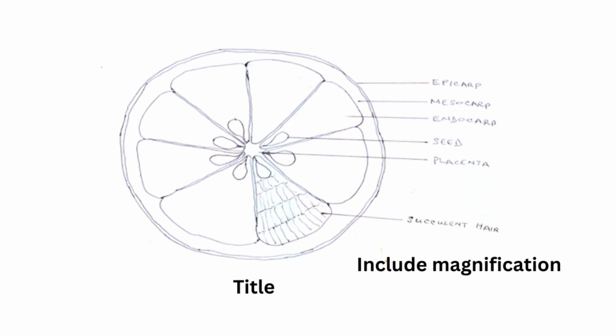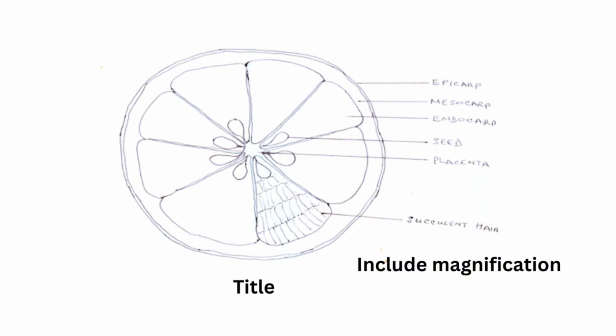Exactly. This is a pencil drawing. So this is what your drawing should look like. Draw what you can see. So the drawing has very important labels: the epicarp, the mesocarp, and the endocarp. Very important. Then you go over to labeling the seed, the placenta, and the succulent hairs or the succulent part.